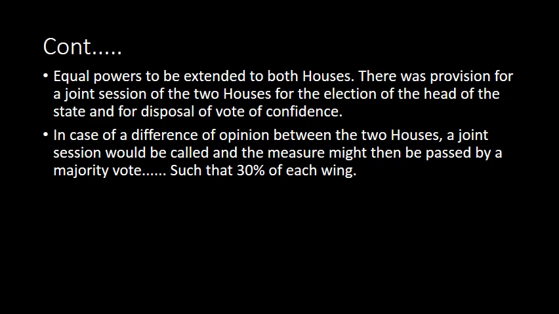However, the majority must be in such a way that from each wing 30% of the parliamentarians should vote. If 30% from each wing vote, it will be considered a majority. For example, if 70% of one wing vote for a bill and 30% from the other side, or if 80% from one wing and 20% from the other wing, then this will not be considered a majority. For being a majority, 30% from each was necessary.